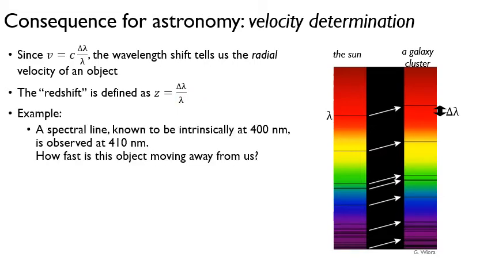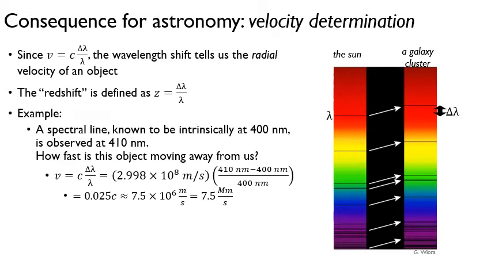So let's just take an example. Let's say we have some spectral line. It could be absorption, it could be emission, it doesn't matter. A spectral line that's normally at 400 nanometers, and yet we observe it at 410 nanometers, so a bit longer. Then the question we would pose is, how fast is this object moving away from us? We can calculate that. From the equation above, the velocity is equal to the speed of light times the change in wavelength divided by the wavelength for a stationary object.